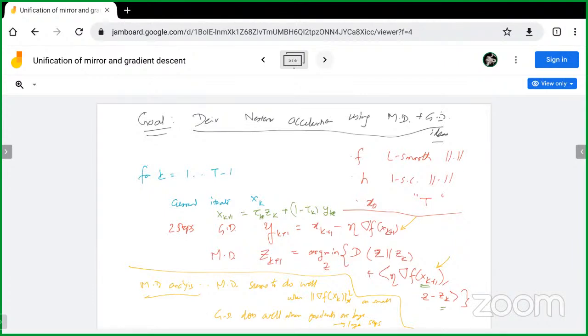So yeah, just in a nutshell: you look at the gradient at xk plus 1. With the same gradient, you do a gradient step and a mirror step. The gradient is the same in both steps.